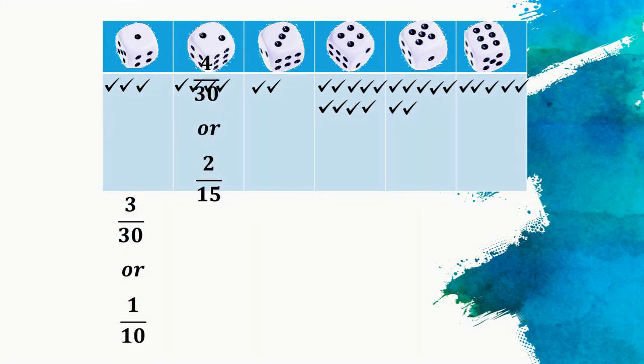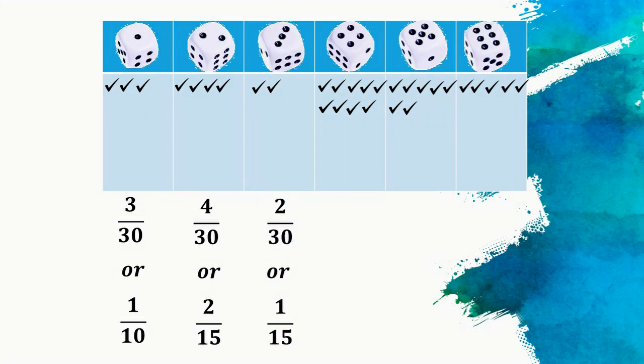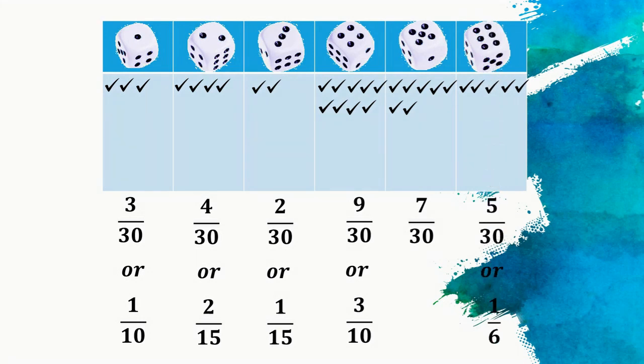1 is 3 over 30 or 1/10. 2 is 4 over 30 or 2/15. 3 is 2 over 30 or 1/15. 4 is 9 over 30 or 3/10. 5 is 7 over 30, and 6 is 5 over 30 or 1/6.